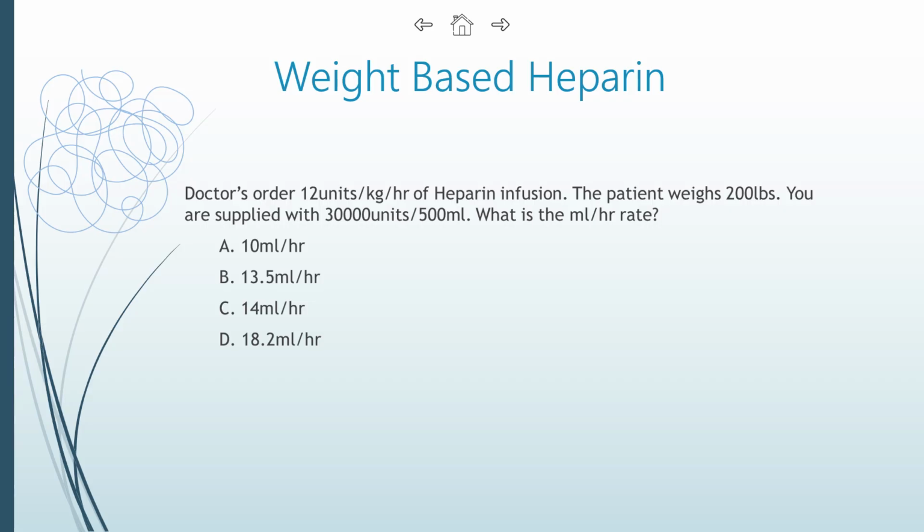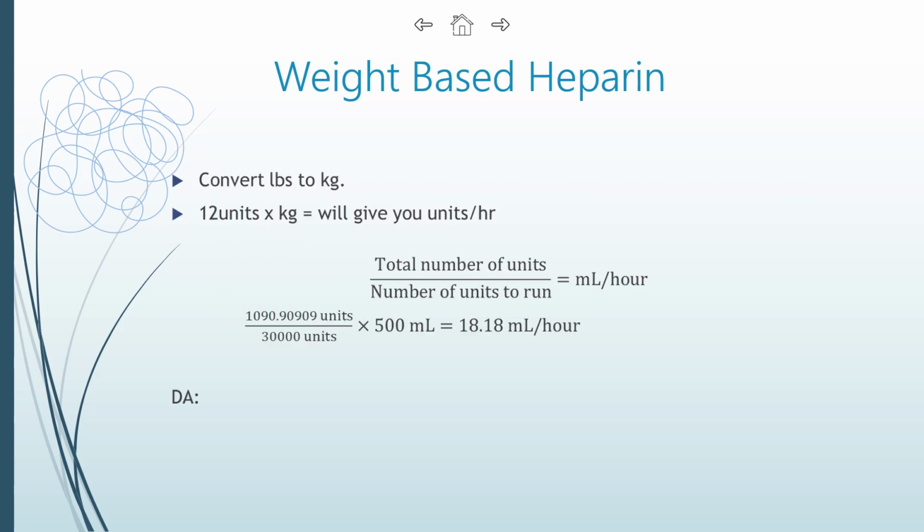First thing you need to do is convert that 200 pounds to kilograms. Then you're going to multiply that by 12. Then you're going to put that number over 30,000 and multiply it by 500. What is the mL per hour rate? If you put all of those in place, you should get 18.18 mLs per hour.